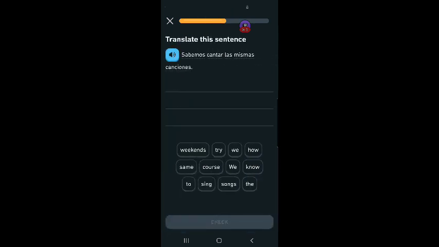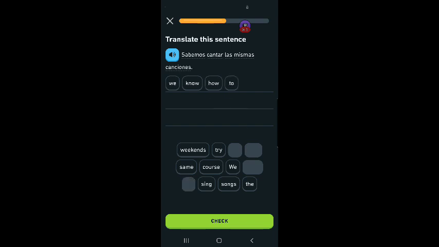Sabemos cantar las mismas canciones. Sabemos, we know how cantar, to sing. Mismas, the same songs. Sabemos cantar las mismas canciones. We know how to sing the same songs.